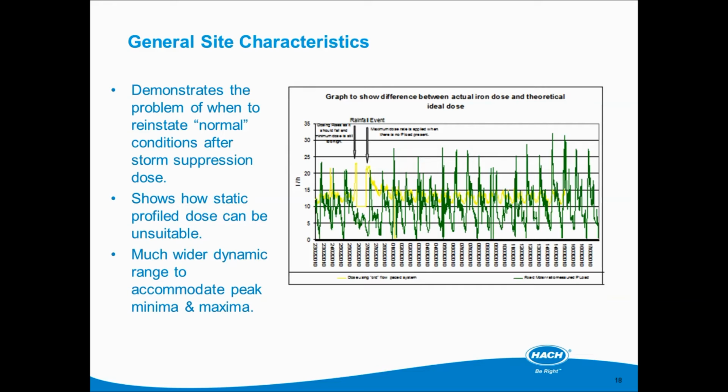This graph also shows that it's difficult to judge when to return to the normal dosing profile, as in this case, the system has returned to profile dose too early and hence dosed an excessive amount of precipitant, as the phosphorus load is still at its minimum.